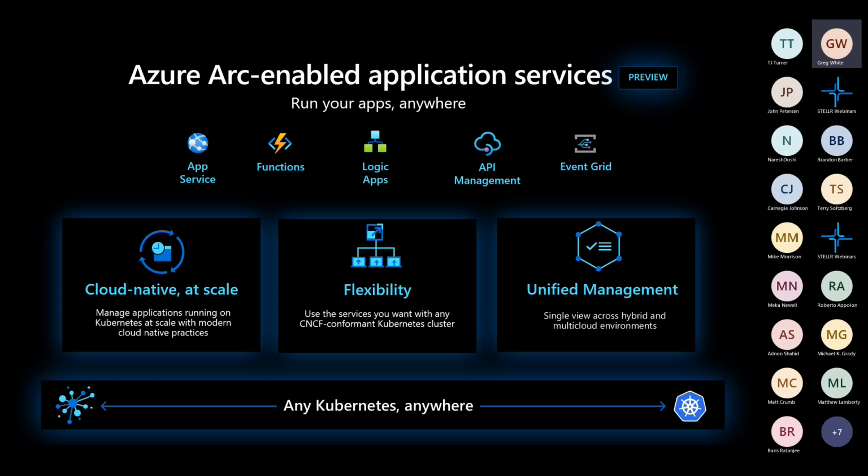Now, traditionally, the advantages that were brought through these platform as a service capabilities were restricted to the cloud. So if you wanted to run an Azure web app, you had to run it in the public cloud in Azure. But now through the Azure Arc enabled application services, which again is currently in preview, you actually have the capability of bringing this on premises.